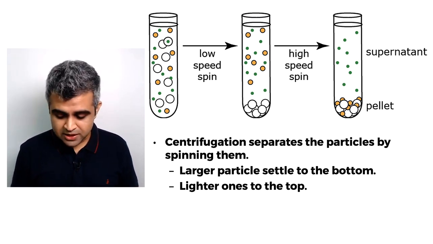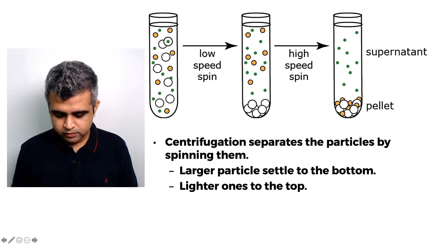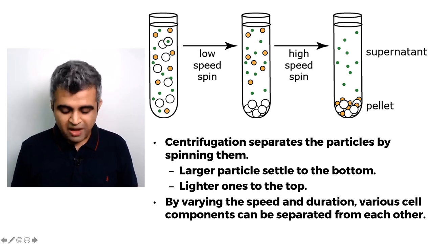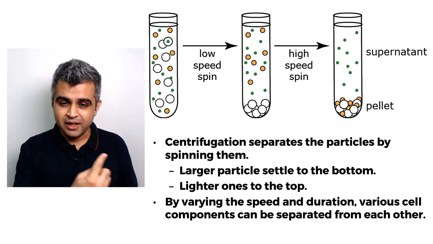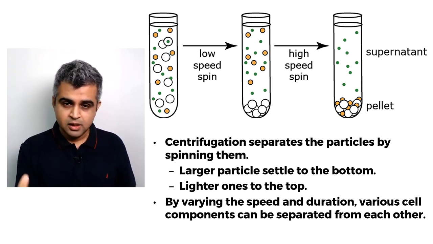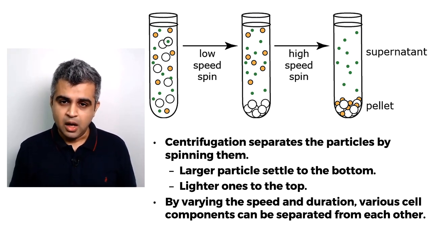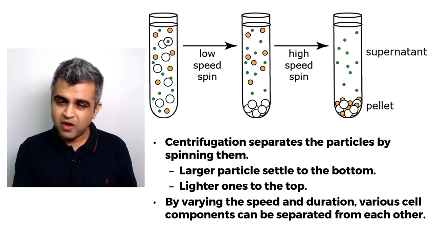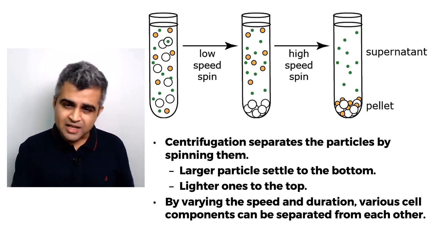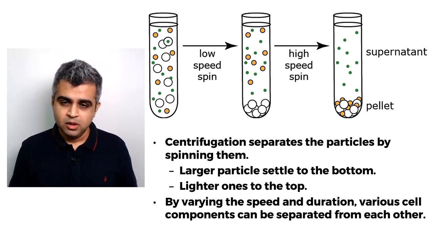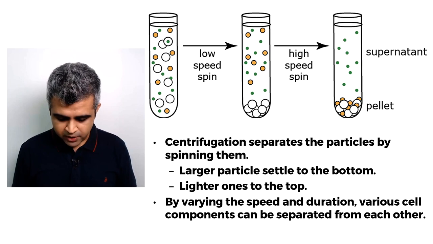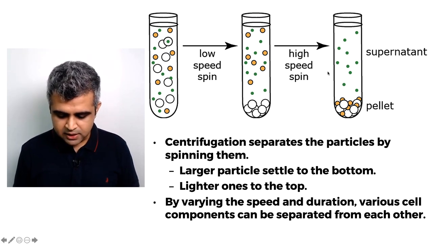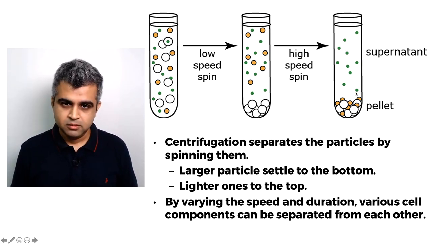Even the lighter particles will start to settle down. So by varying the speed and the duration, are you going at a slow speed for a short time, or a slow speed for a longer time, or a faster spin for a short time, or a faster spin for a long time? Based on all these combinations, you can separate out different sized particles present in the homogenate.